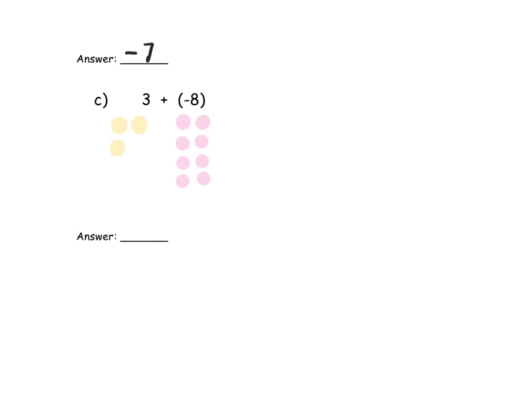So I'm going to cross off 1 0 pair. I can make a second 0 pair. I'm taking opposites. And I can make a third 0 pair. So my answer is all of the leftover chips or counters. And I can see that they're pink, which we're using as our negative. And I can count 1, 2, 3, 4, 5. So the answer is -5.